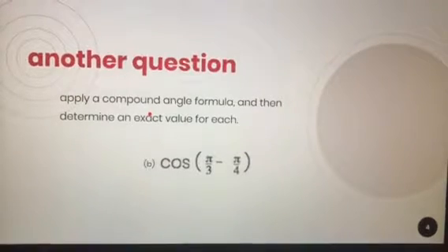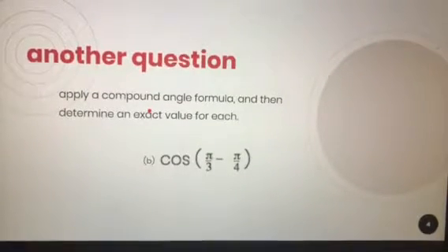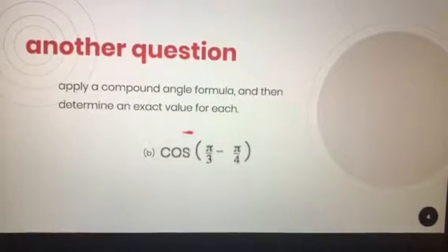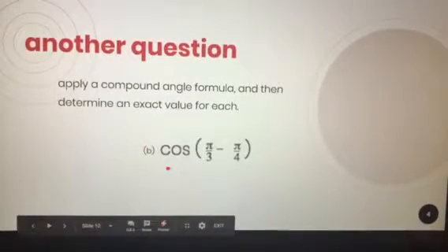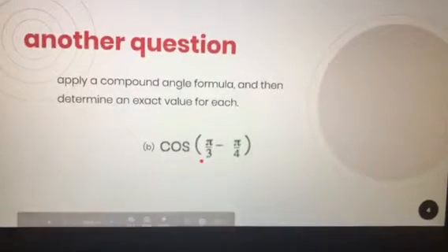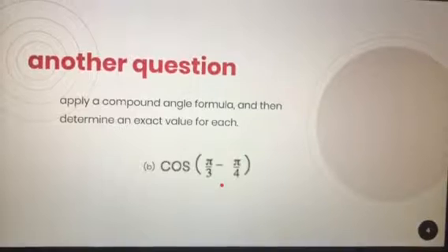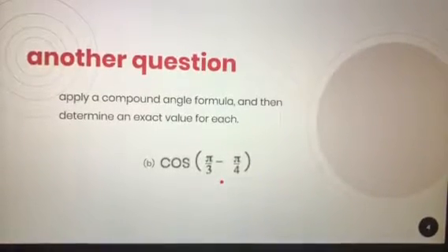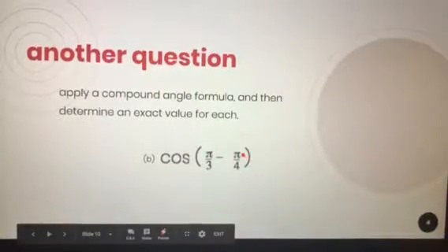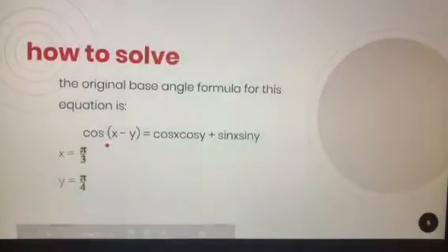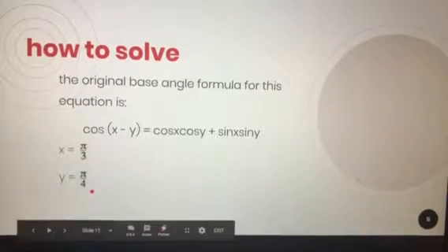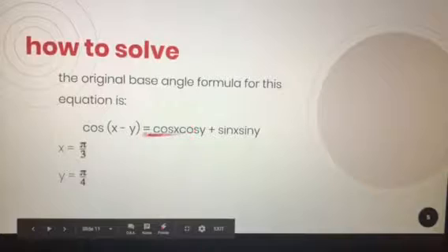Another question to help us understand this is: apply a compound angle formula and then determine an exact value for each. Here, we have cos of pi over 3 minus pi over 4. Looking at this, after doing the last question, we can easily say that pi over 3 is our x value and pi over 4 is our y value. This is the original base equation.